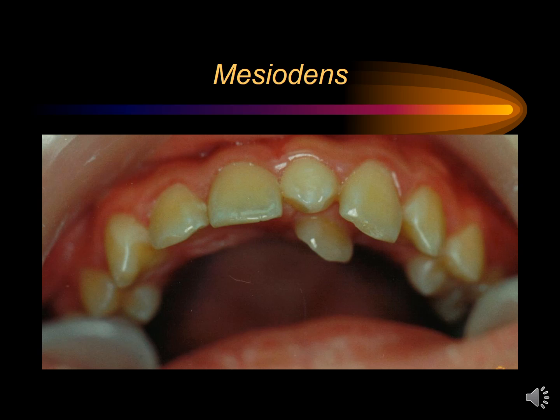Okay, this is an example of a mesiodens. It has erupted in the midline, and it has caused the 2-1 to be displaced distally. Now, this has come at the expense of the space for the later developing 2-2, and as you can see here, the 2-2 has been displaced palatally.